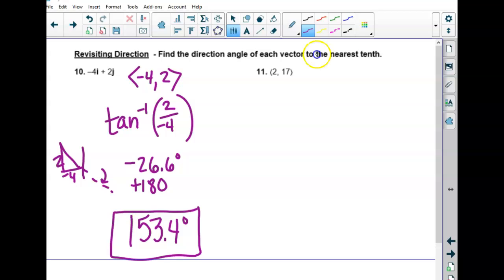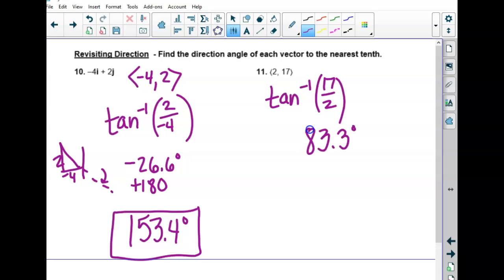Okay. Think about what quadrant I am in on number 11. 217. Quadrant 1, right? Positive, positive, and it's not going to mess that up. So we just have to do inverse tangent of 17 over 2. Inverse tangent 17 over 2 is 83.3. Anybody else? Okay, we're golden. It's in the right quadrant. Done.